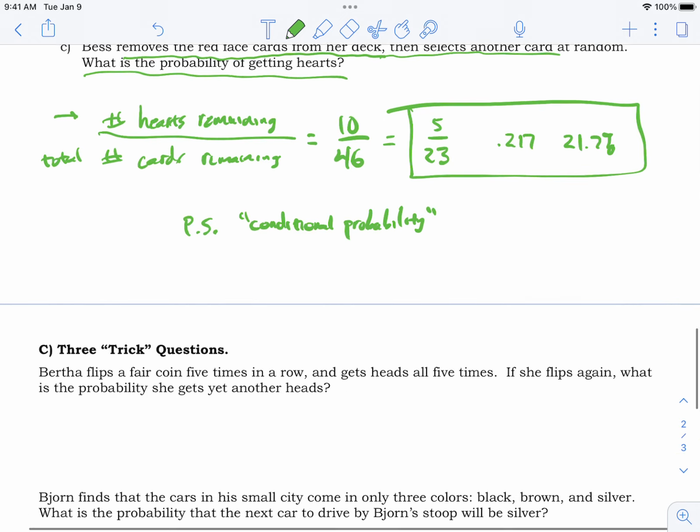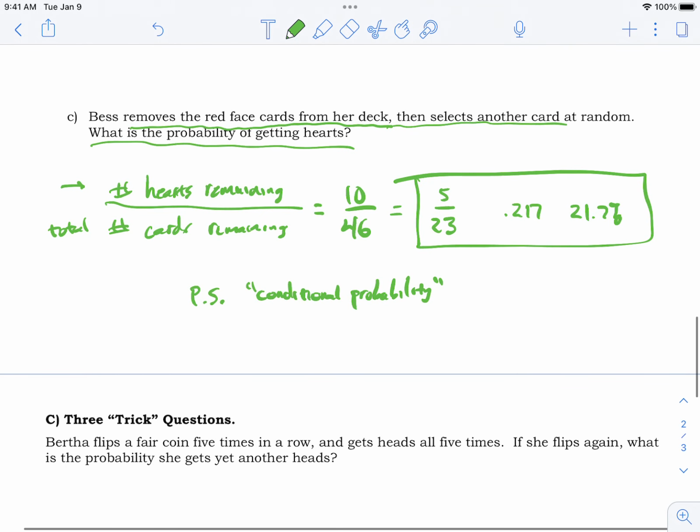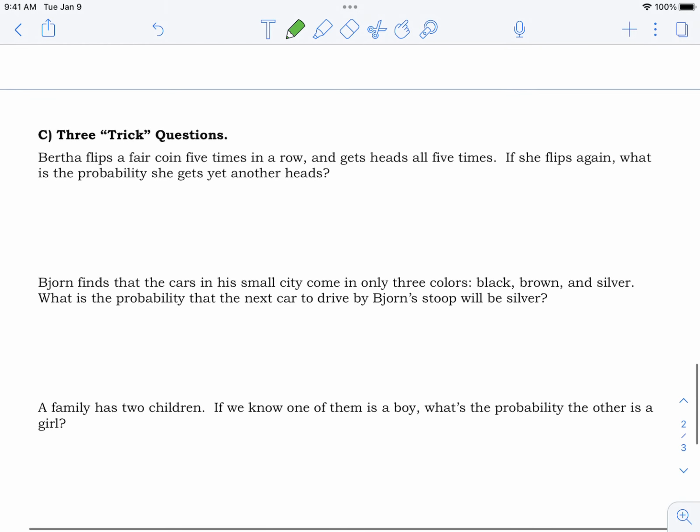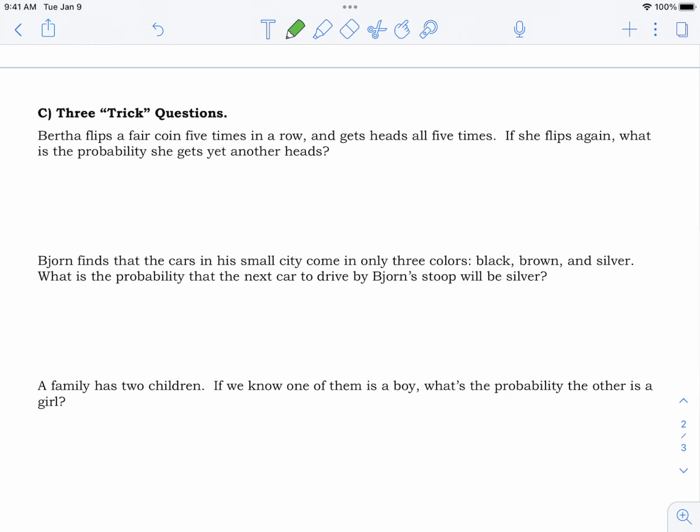But for now, you can see what to do. You just say, well, okay, I'll apply your condition then. I'll change the deck. And then I'll count. Fine. No problem. Okay, we're on page 3, I believe. 3 trick questions. These are some common mistakes. You don't want to make these mistakes.